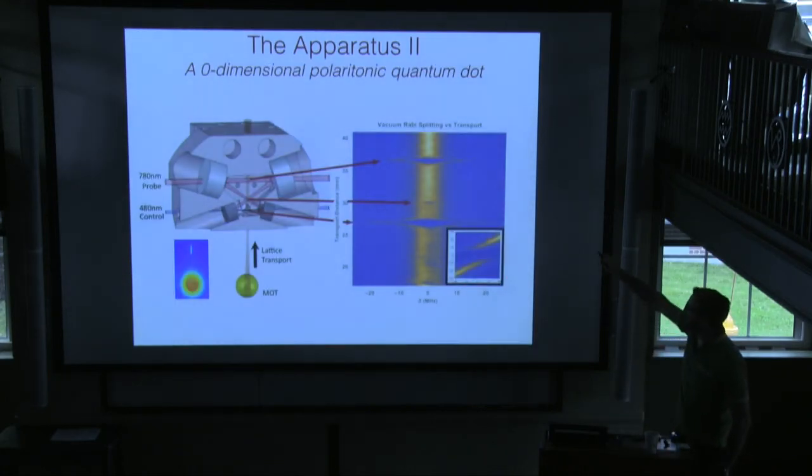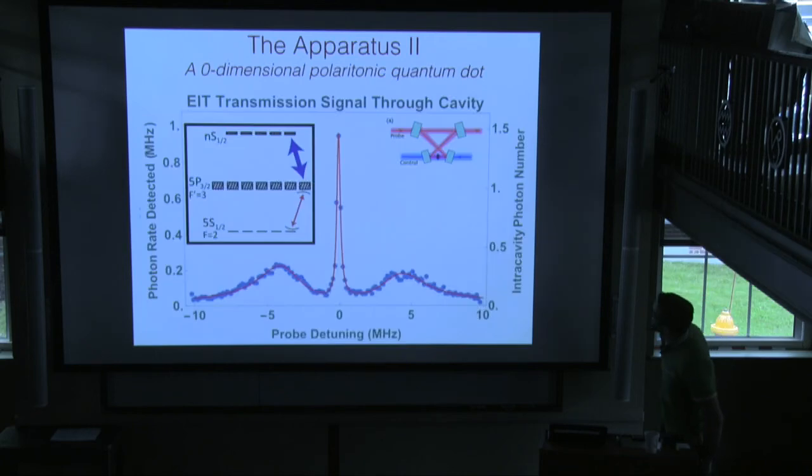So first we can see the atoms move through the cavity. That's all very nice. But if we add a beam that dresses up to this Rydberg state, we not only get a vacuum Rabi splitting, but we also get this electromagnetically induced transparency window in the middle. When photons go in here, this window is very narrow, which reflects that the photon spends a lot of time as a Rydberg excitation in the atomic gas. Okay?